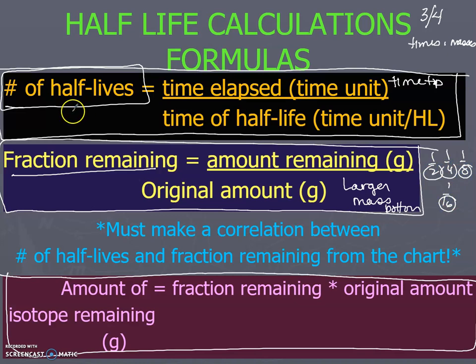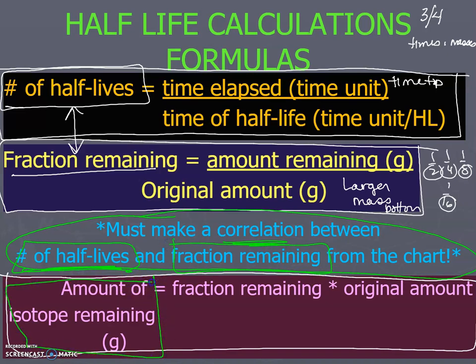And then once you figure out either this part or that part, I cannot stress this enough. You have to use that chart on the previous slide. You have to make a correlation between the number of half-lives and the fraction remaining. And then you can apply the amount of the isotope remaining to the fraction and the original amount. Now I know that this slide is a little overwhelming, and that's why I like to think of these as logic problems and not as plugging into a formula.